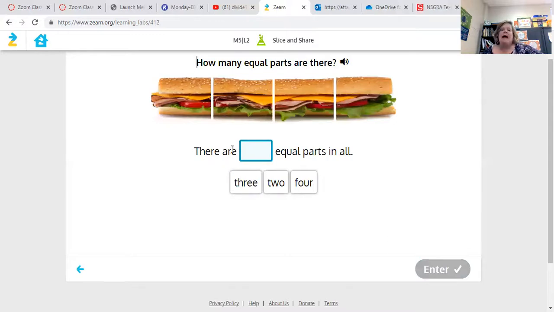So now, how many equal parts in my sandwich do I have? 1, 2, 3, 4. I sound like the little lollipop man. How many licks does it take to get to the middle of the lollipop?